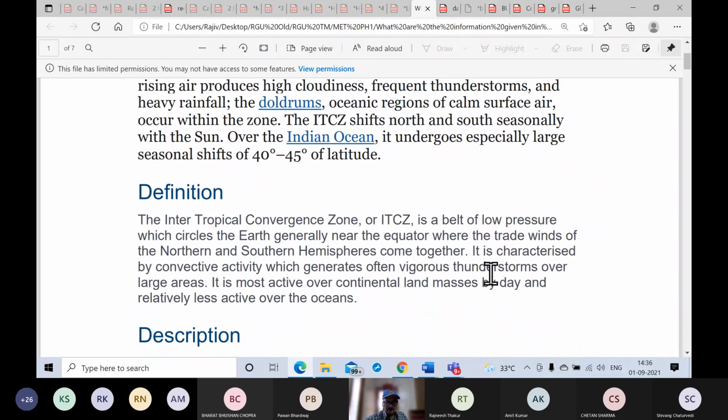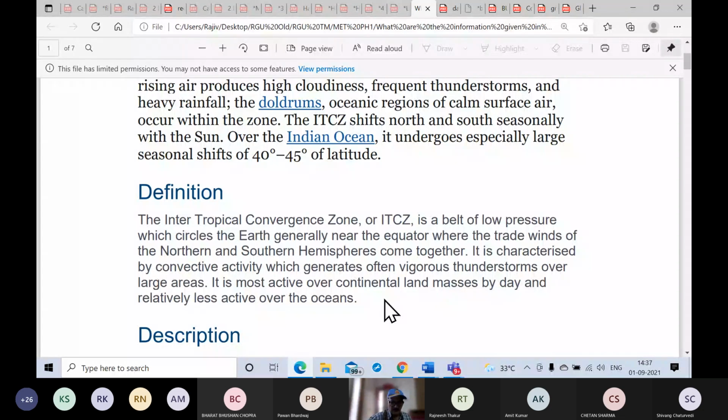By definition, ITCZ is a belt of low pressure which circles the Earth near the equator, and near the equator you also have the trade winds. These trade winds blowing in the northern and southern hemispheres come together in this zone, the intertropical convergence zone. This is the reason it is called a convergence zone: in this belt of low pressure circling near the equator, trade winds are converging. North and south hemisphere trade winds are coming together.